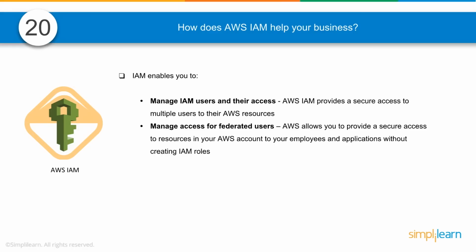Now, they could be authenticated using Active Directory, or using Facebook credentials, Google credentials, Amazon credentials, and a couple of other third-party identity management credentials, right? So we could trust them and give them access to our account based on the trust relationship that we have built with the other identity systems. All right, so two things. One is to manage IAM users and their access in our AWS environment, and second is to manage access for federated users who are non-IAM users.